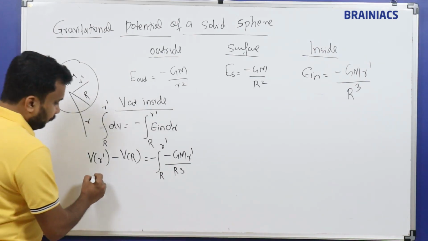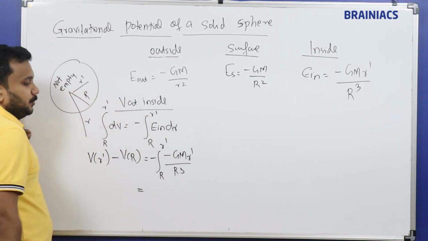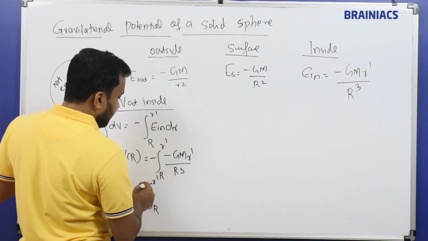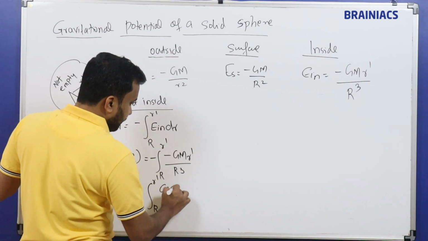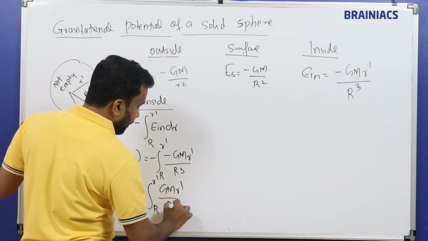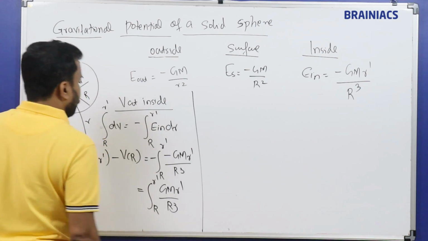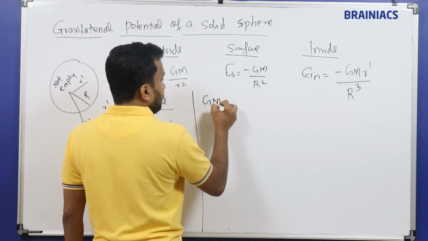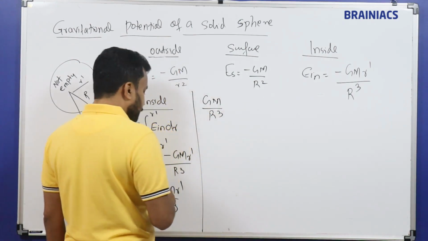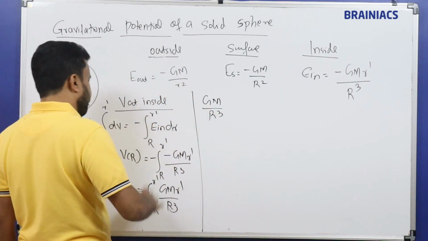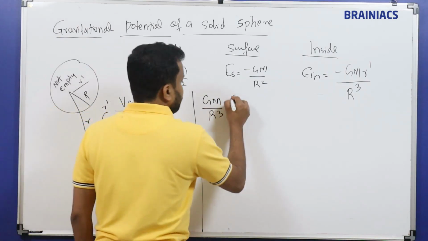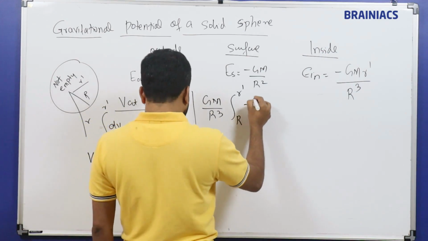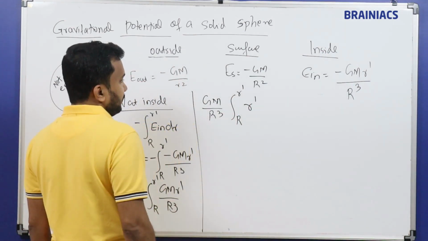Okay. So we'll keep the left hand side as such. We will simplify a bit later. So capital R to r dash, minus and minus become plus. It becomes GM r dash divided by R cube. So we are going to solve this part. Here GM by R cube is constant, which is taken out of this integration. The only factor available inside the integral is r dash.